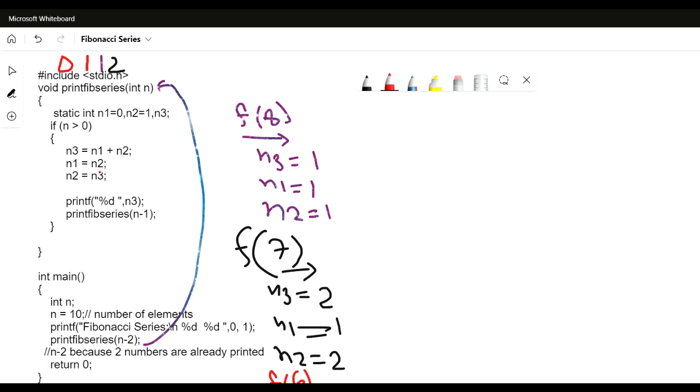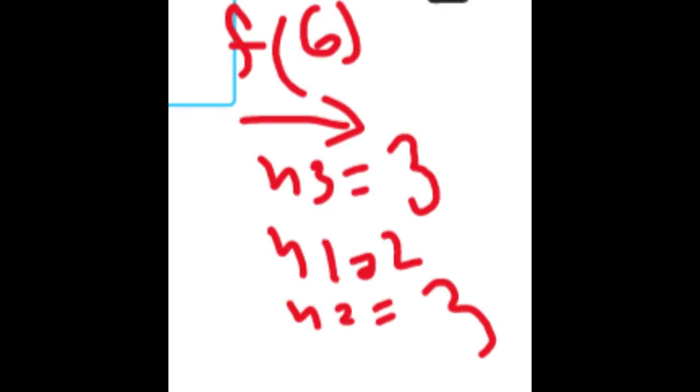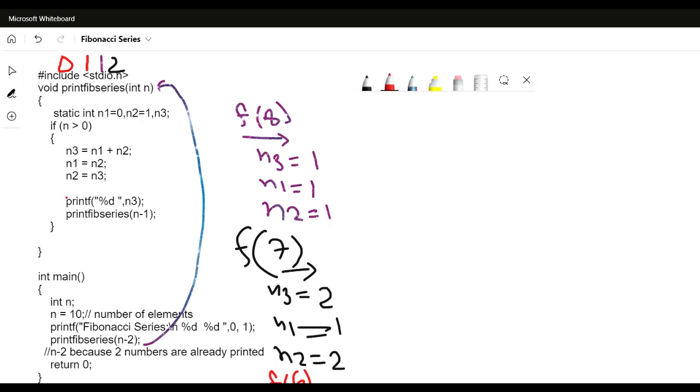Sorry, n1 equal to n2. Now we have to put the n2 value. You can see the n2 value is 2 here, and n2 equal to n3. So here we put n2 equal to n3. What is the value of n3? You can see 3. Now there is the next statement, printf %d n3. So n3 means what? We will get n1 plus n2, meaning this value 3. So now 3 will be printed here, meaning 2 plus 1 equal to 3.